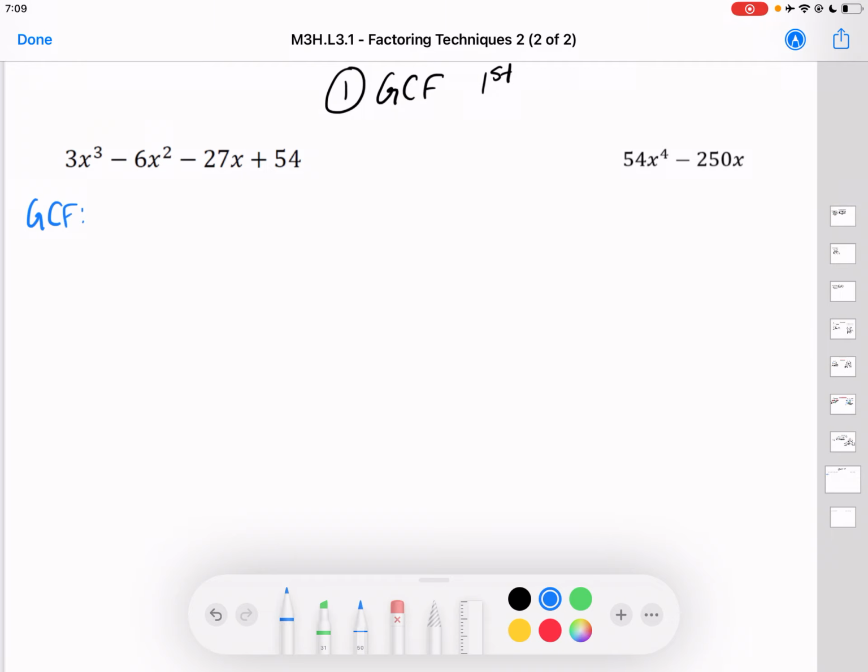So I'm going to look at all 4 terms. All 4 of these are divisible by 3. So I'm going to go ahead and divide every single one of them by 3. So we've got 3, and then we've got x cubed minus 2x squared minus 9x plus 18. So 54 divided by 3 is 18. Okay, and then I am going to go ahead and do grouping method with just what's inside the parentheses.